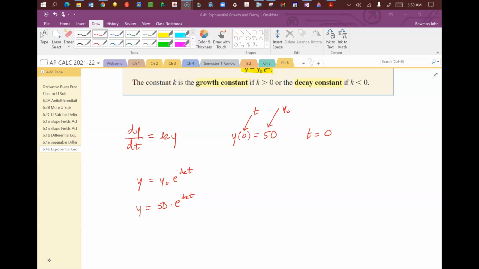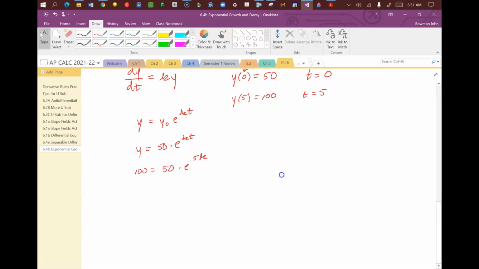What we need to do is solve for k. Another piece of information that I did not initially provide in this problem is that y of 5 is equal to 100. So basically we know that when t is equal to 5, y is equal to 100. It appears we have a case of growth here, and we're going to verify that by finding the value of k. So 100 is equal to 50 times e to the 5k, by plugging in 5 for t.